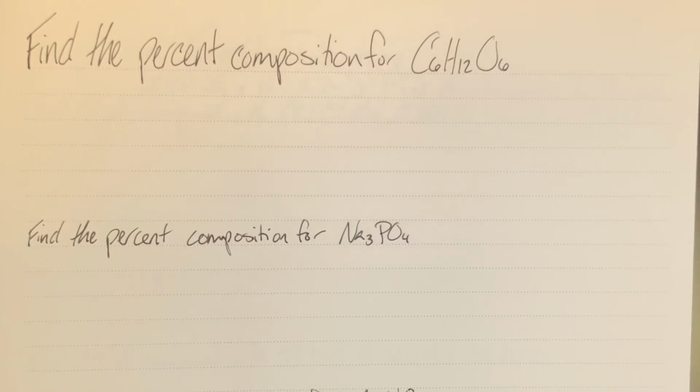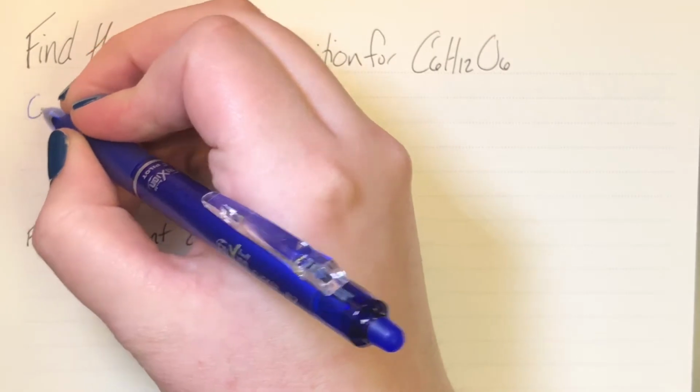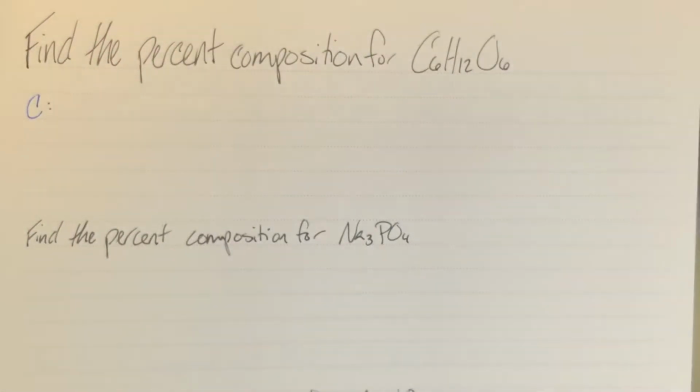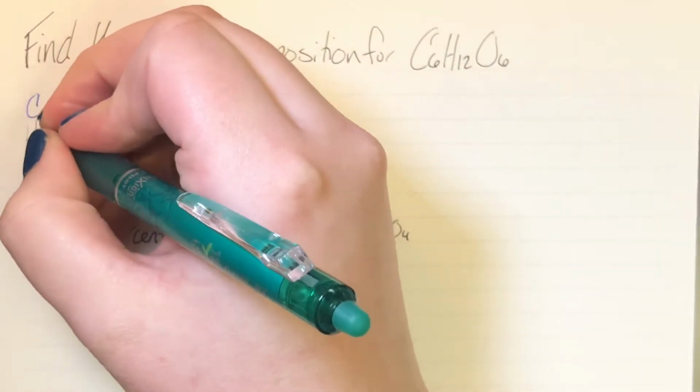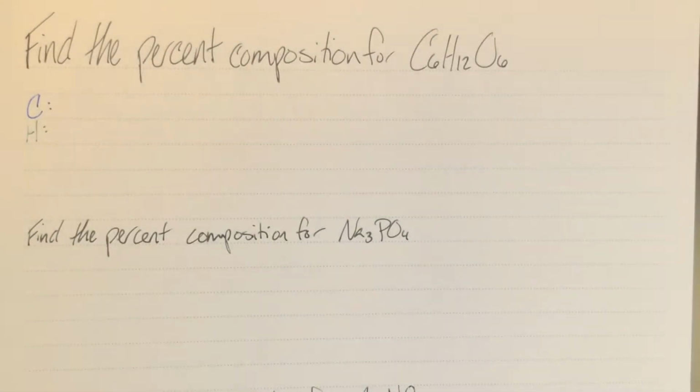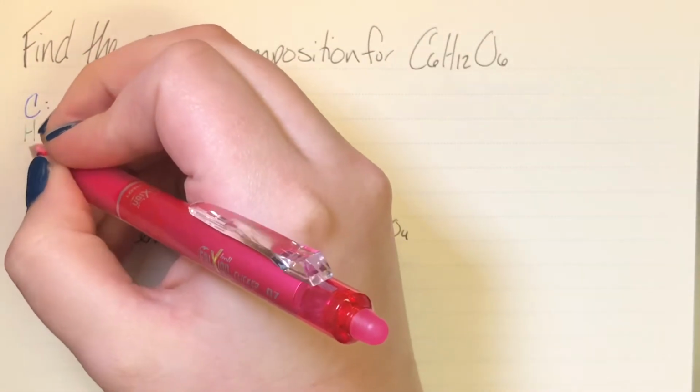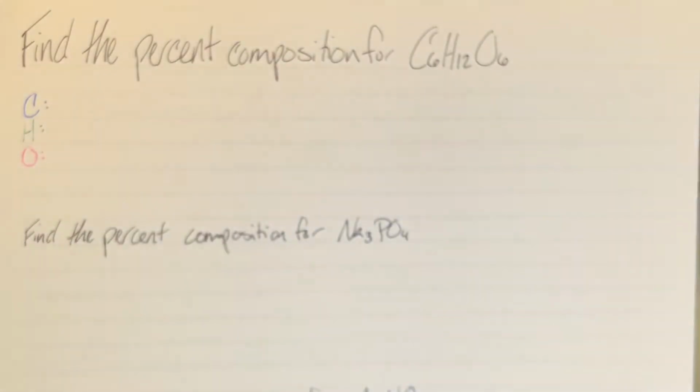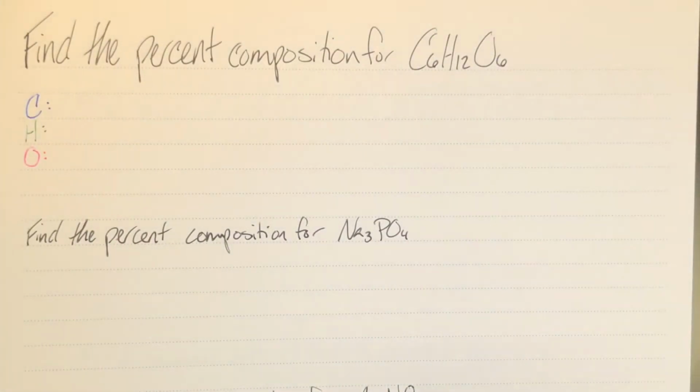Today we're going to be practicing finding percent compositions for different compounds. This first compound that I have is glucose, C6H12O6. What I'm going to do first is find the molar mass of this complete compound, and I'm going to be extra careful that I am actually writing down the individual masses for each piece, so that I can find that proportion at the end.